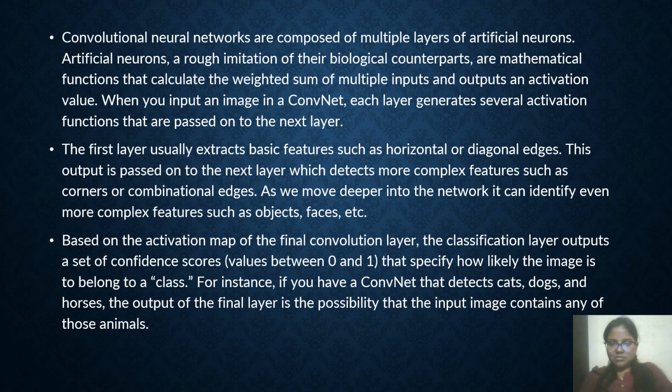Based on the activation map of the final convolutional layer, the classification layer outputs a set of confidence scores, from 0 to 1, that specify how likely the image belongs to a class. If the image we give is a cat, then the output layer will consist of cats, dogs, and some other animal classes. Each of cat, dog, etc. will be given a probability from 0 to 1. Then whichever has the highest confidence score, the image belongs to that class.